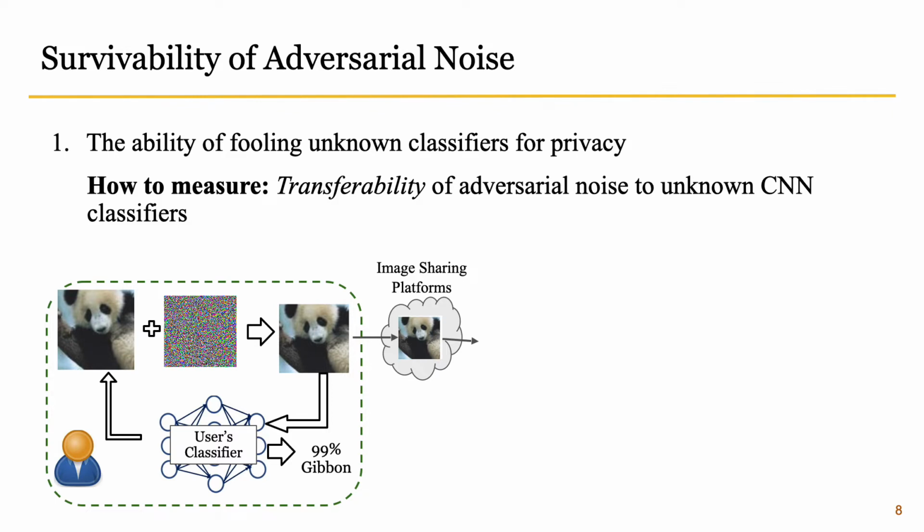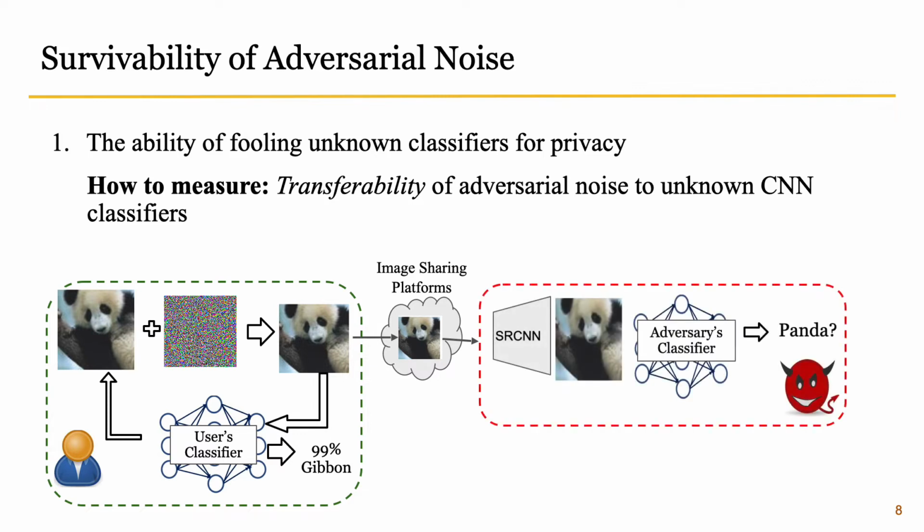Before answering those questions, let's define survivability for adversarial images. An adversarial low-resolution image survives through SRCNNs if its super-resolved image can fool unknown CNNs. We use the metric of transferability to assess this property. Transferability measures the ratio of super-resolved low-resolution images that can fool unknown CNNs.